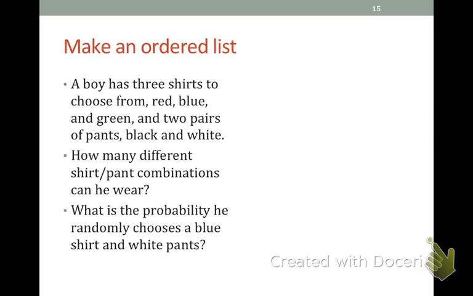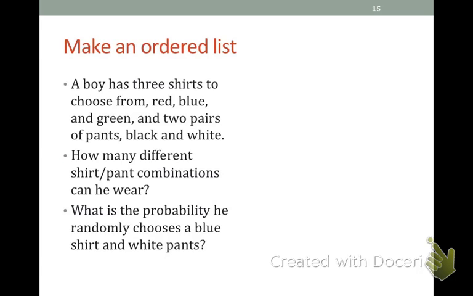So the first one, make an ordered list. You have a boy who has 3 shirts to choose from, red, blue, and green, and then 2 different pairs of pants, white or black. How many different combinations of shirts and pants could he wear? What is the probability that he randomly chooses a blue shirt and white pants?